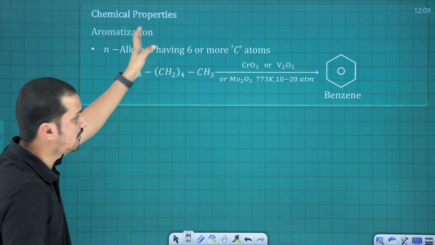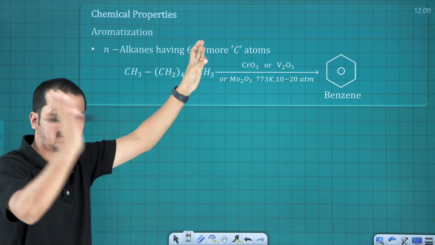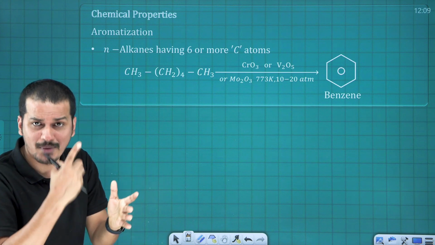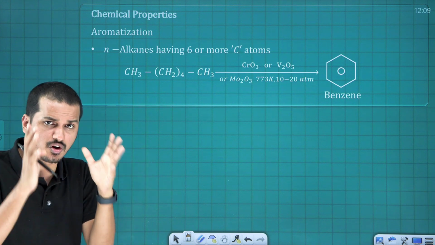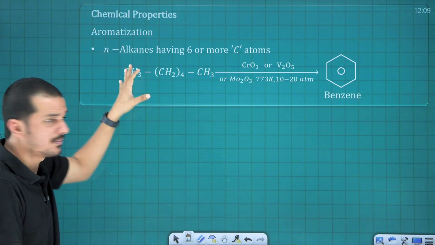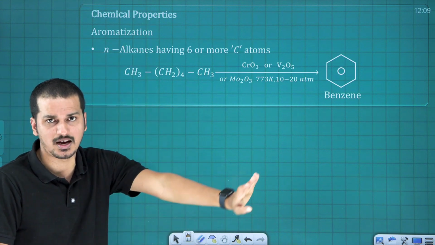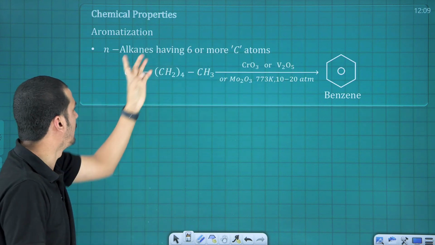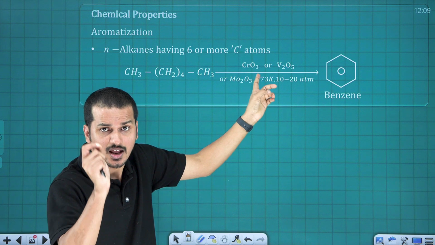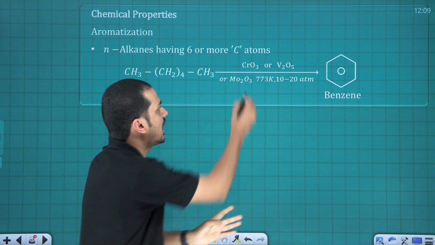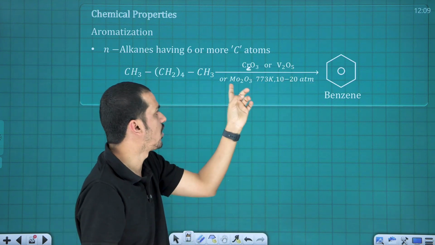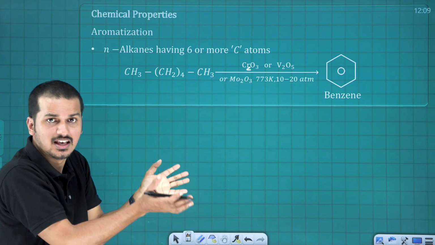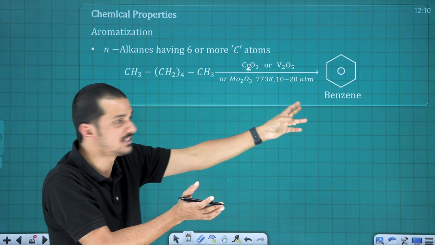Okay, dears. Next again, whenever we are coming to the chemical properties, a lot of reactions are there. Free radical substitution is there. Pyrolysis is there. Then aromatization is there. Isomerization is there. Out of that, the important one is aromatization. That means a normal long chain alkane that contains 6 or more carbon atoms will give this reaction. When you are treating that one with metal oxides like chromium oxide, Cr2O3, or else V2O5, or else Mo2O3 at 773 Kelvin and 10 to 20 atm, they will undergo aromatization. They will give you benzene.